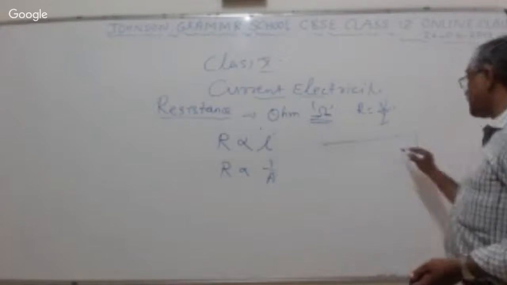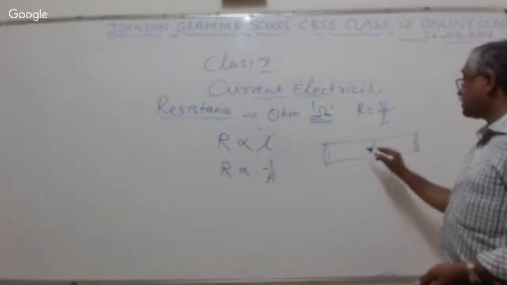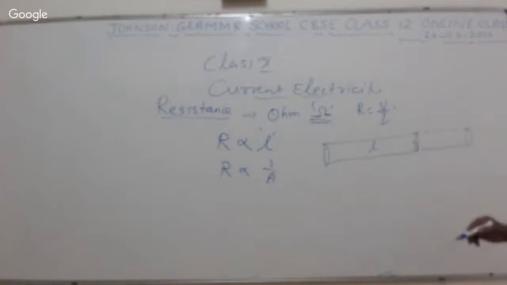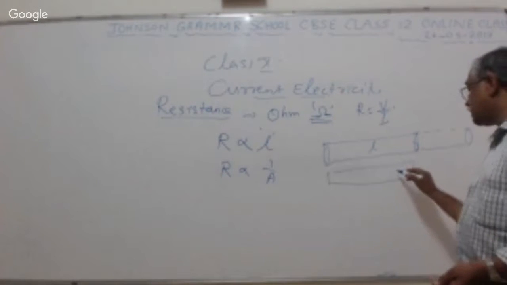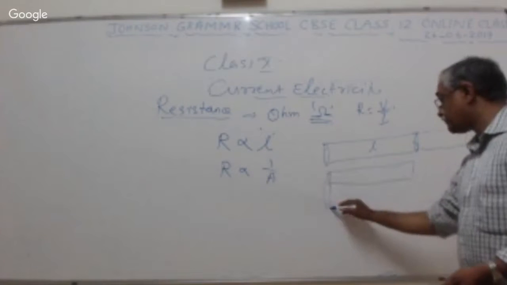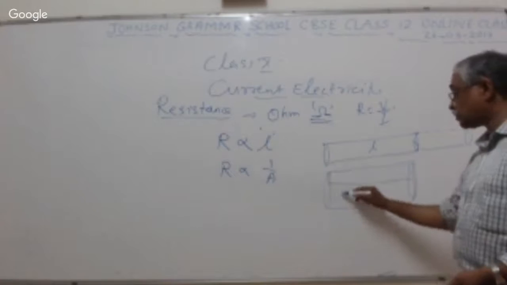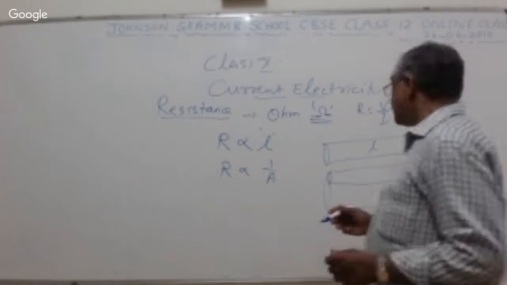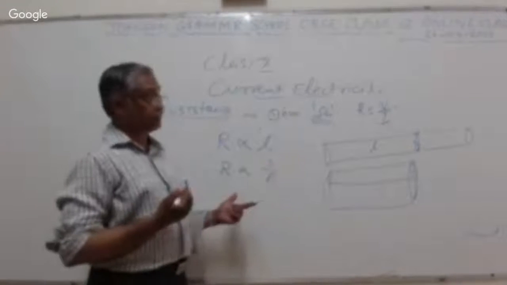Suppose this is your conductor. So this has a length L. Now suppose we increase the length, the resistance will also increase. And if you increase the area of cross section, you make it a big area of cross section, so this value and this total value will be different. So how is it changing? Why is it changing? The resistance of a given conductor is directly proportional to length. More length, more is the resistance.